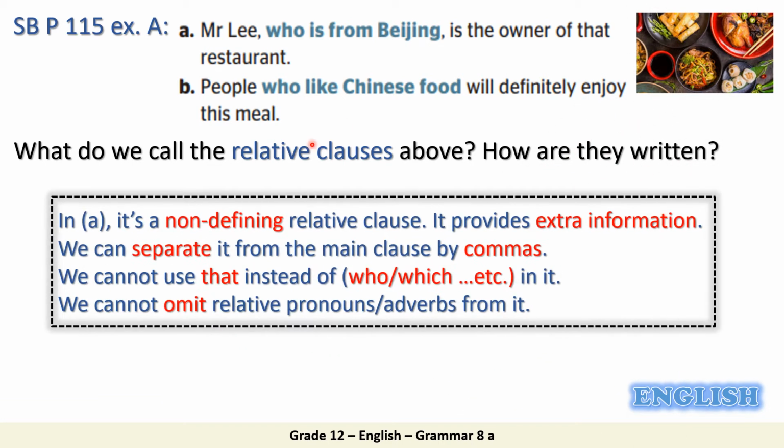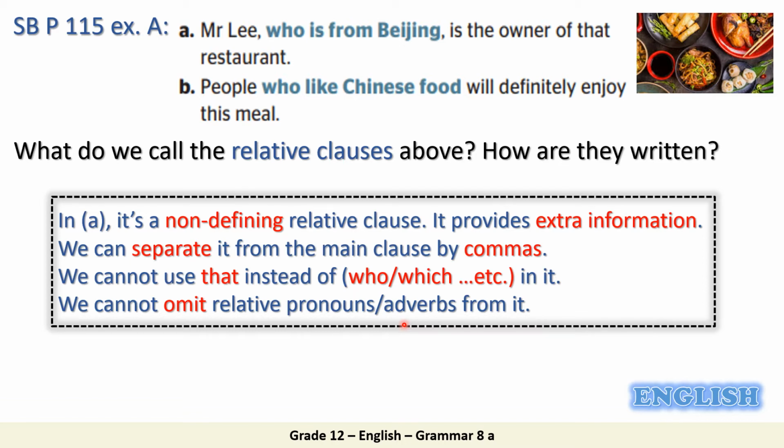The first one is called a non-defining relative clause. This one. It is written between two commas. Do you notice? What is its function? It provides extra information. So because the information here is extra, we can read the sentence without it. Mr. Lee is the owner of that restaurant. Okay? And because this information is extra, we separate it from the main clause by commas. But note that we cannot use that instead of who in a non-defining relative clause. Also, we cannot omit the relative pronoun or adverb from the non-defining relative clause.